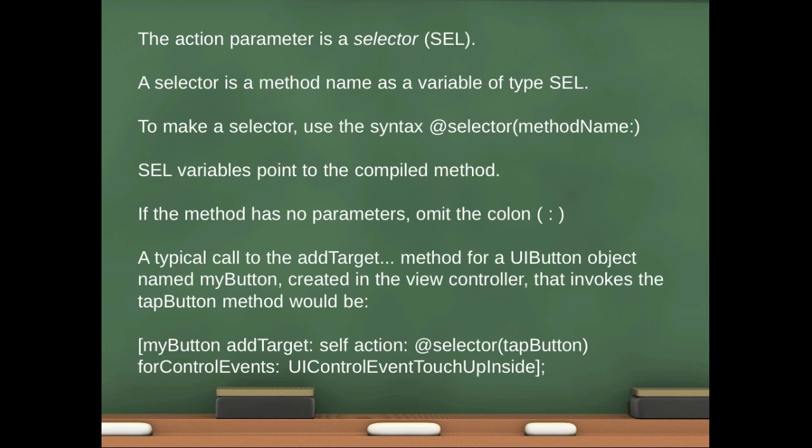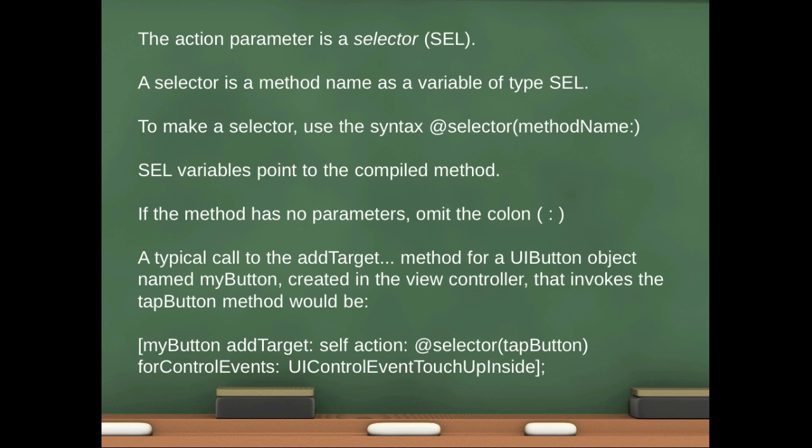Now, when we set up a target action on a control, we have two optional parameters. The sender, the control that sent the event, and then the event itself, and we can use those as well. A typical call to this addTarget:action:forControlEvents: method would look like this. If we have a UIButton object named myButton created in a view controller that invokes the tapButton method, it would look like this.